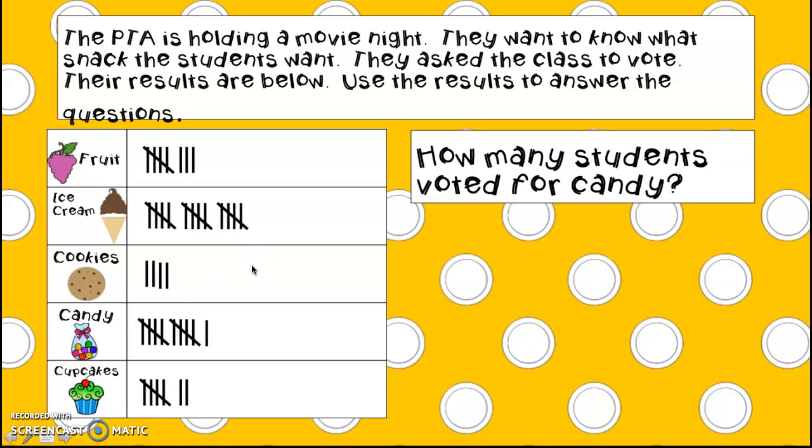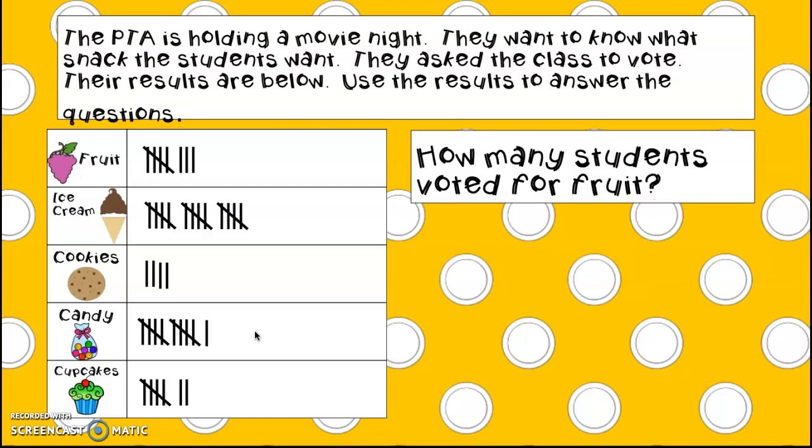How many students voted for candy? Skip count to see how many voted for candy. Ready for the answer? 11. 5, 10, 11. And remember, if you need more time to count, pause the video. I don't want to give away the answer. You just need to pause the video to solve.